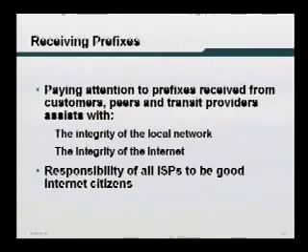Now, receiving prefixes means really paying attention to prefixes received from customers, peers, and transit providers. That ensures you've got integrity of the local network. You don't want to accept any old rubbish. Okay? It's also the integrity of the internet as well. You don't just announce something that somebody comes along with just because, oh, well, they pay you money, so you're not going to ask any questions. I mean, you can probably run it like that if you want, but don't expect your peers to be too friendly if you start announcing their address space, for example.